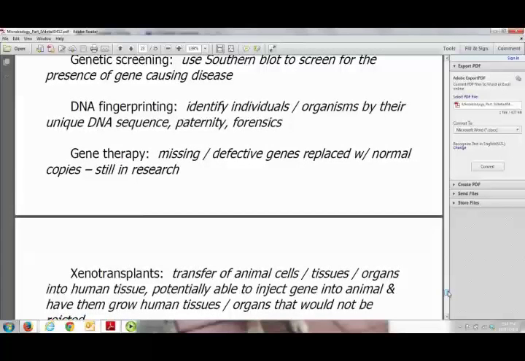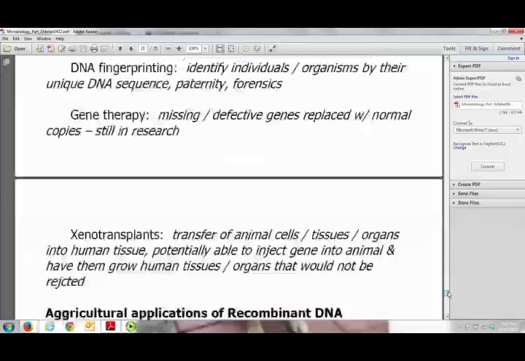Gene therapy is one of those things that is still in research that we would really like to be able to see used clinically more. Here, missing or defective genes get replaced with normal copies of genes.